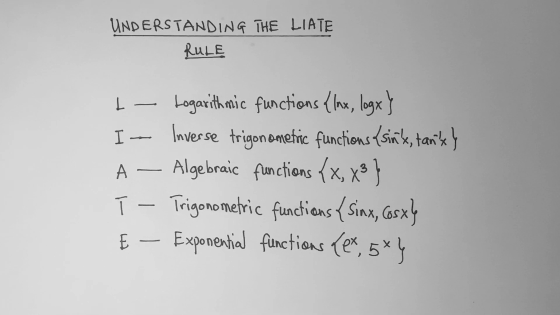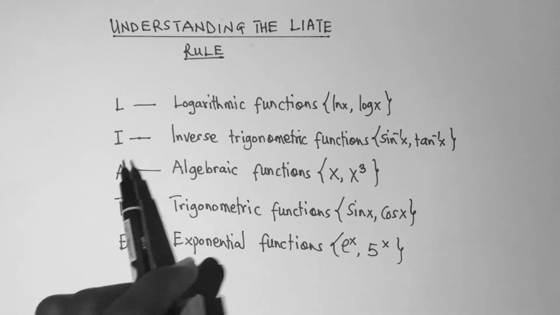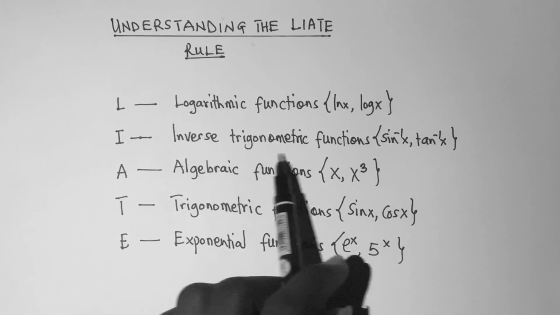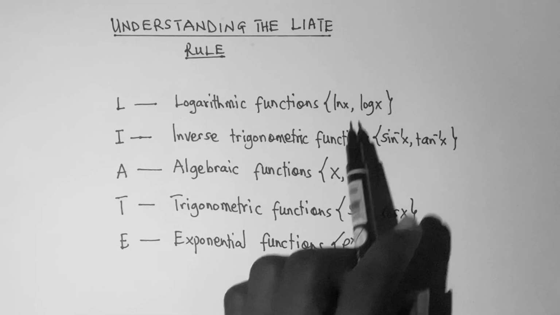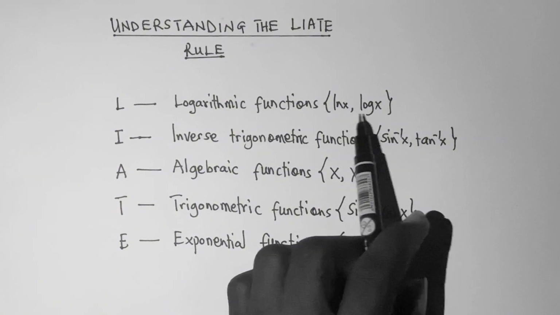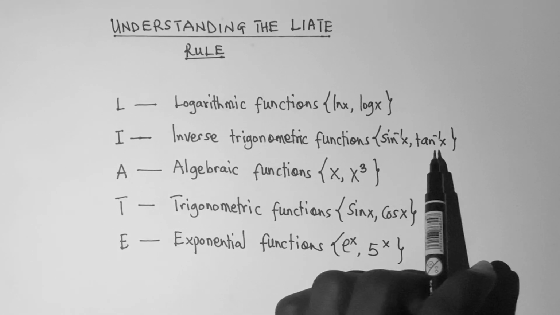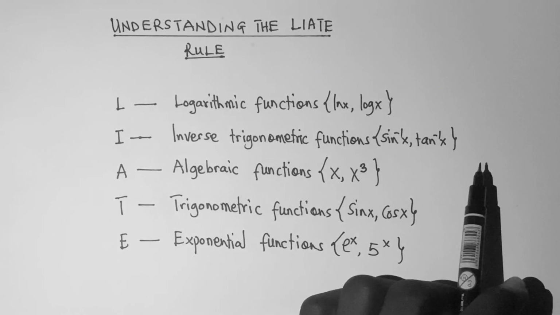In this video, we are going to talk about the LIATE rule. The LIATE rule is an abbreviation. The L stands for logarithmic functions, and the I stands for inverse trigonometric functions. For the logarithmic functions, we have examples such as the natural log of x, log x. And for the inverse trigonometric functions, we have sine inverse of x, tan inverse of x as examples.